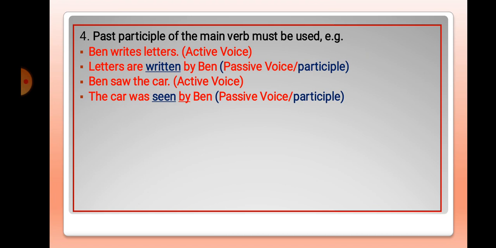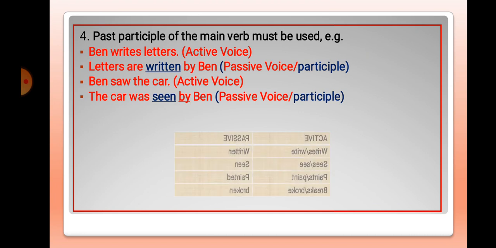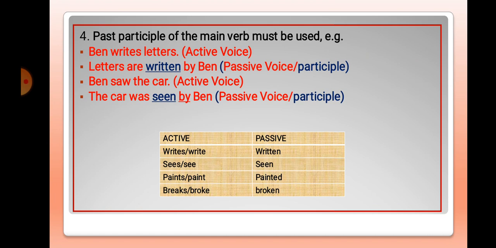So we have the following examples. Ben writes letters. Letters are written. So writes becomes written. Ben saw the car. Saw becomes seen. The car was seen by Ben. So write becomes written, sees or saw becomes seen, paints becomes painted, breaks or broke becomes broken.